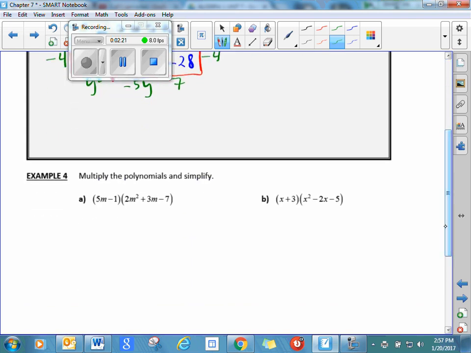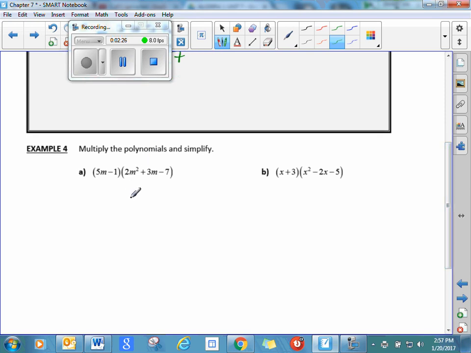So we're going to go down here and do it without writing a picture. And we are going to double distribute again. The 5m, let me just go ahead and write this out, is going to be multiplied to each term in the trinomial. And we are also going to multiply the negative 1 by each term in the trinomial. I should have started over to the left a little bit more. So we have a little bit longer problem, but it's exactly the same process.